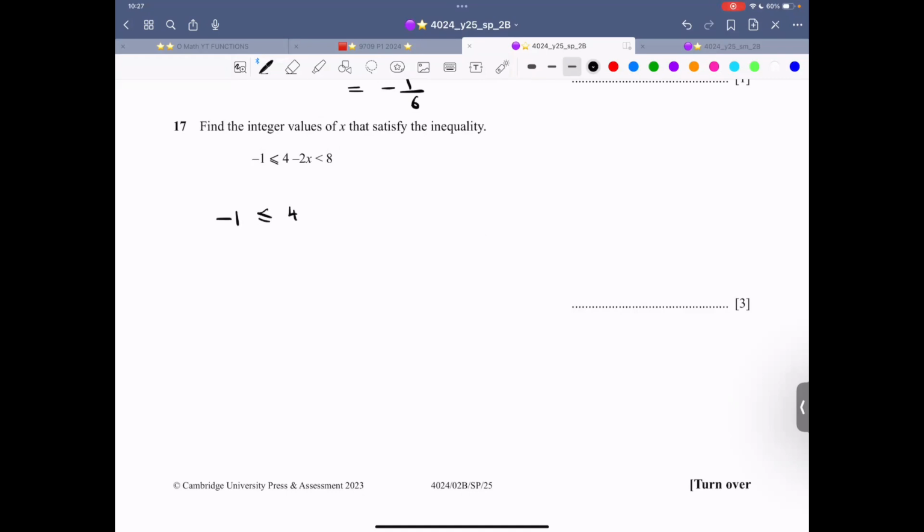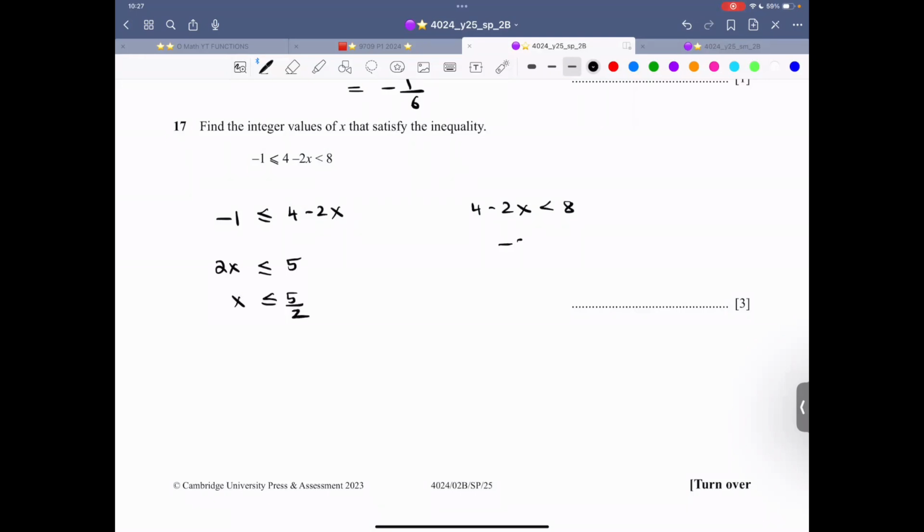-1 is greater than or equal to 4 minus 2x, and 4 minus 2x is less than 8. Take it to the other side. That is 2x is less than or equal to 4 plus 1, which is 5. x is less than or equal to 5 over 2.